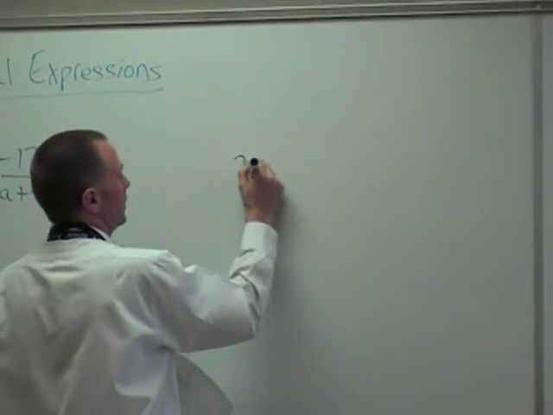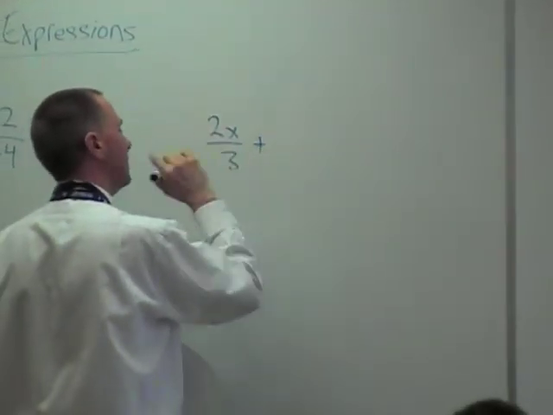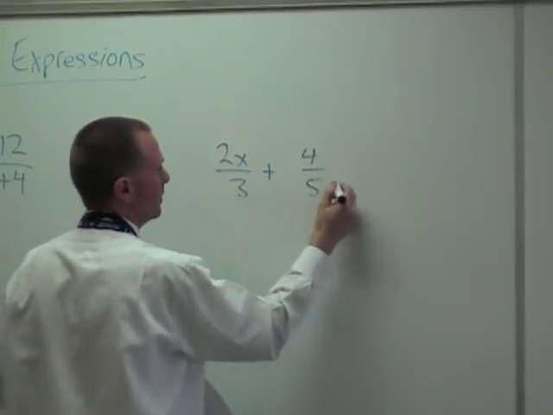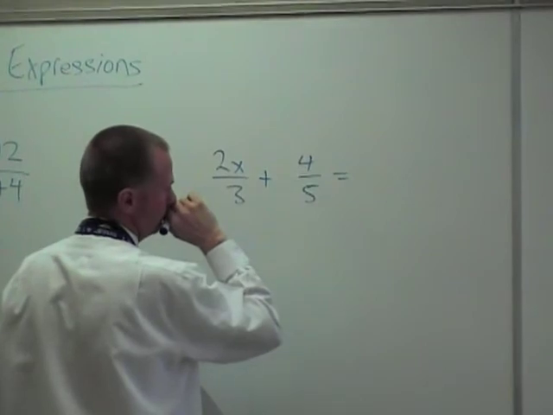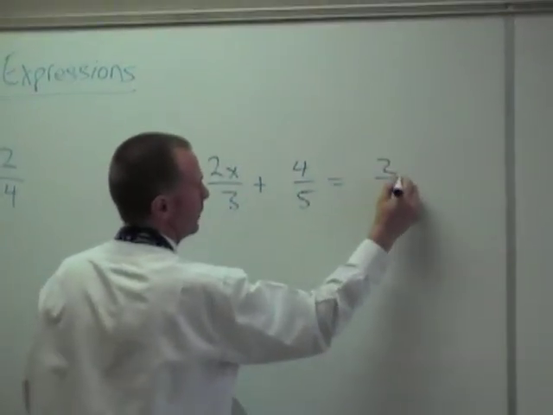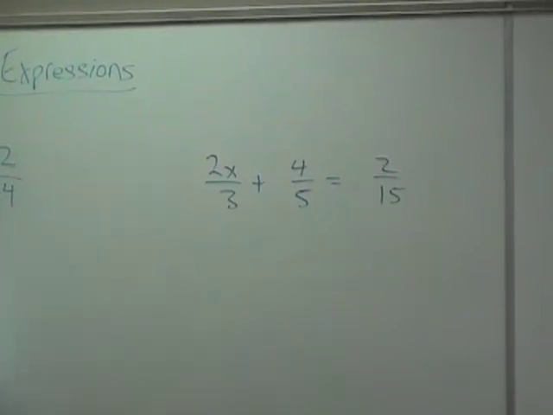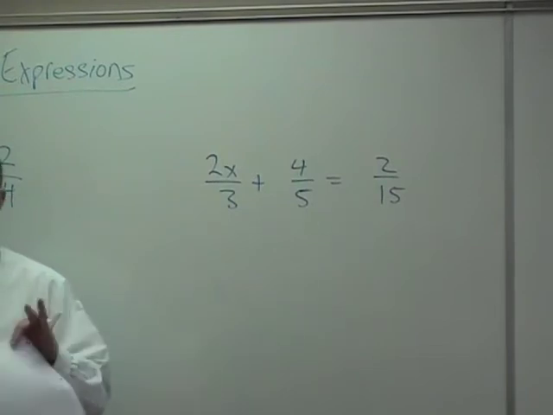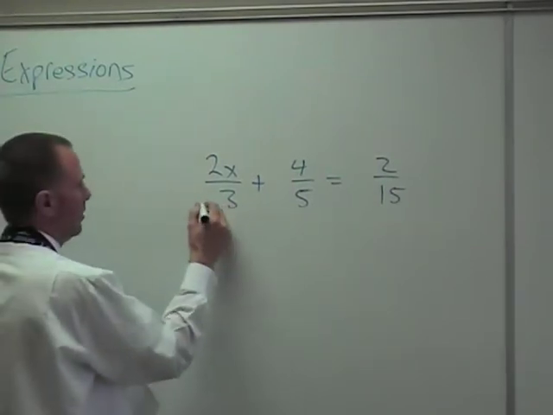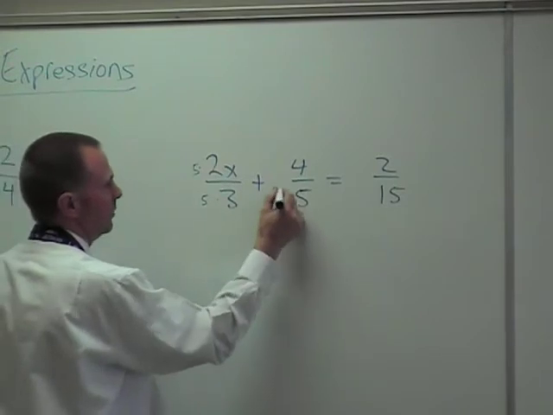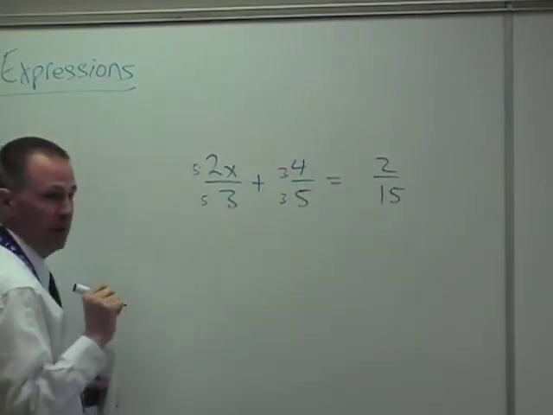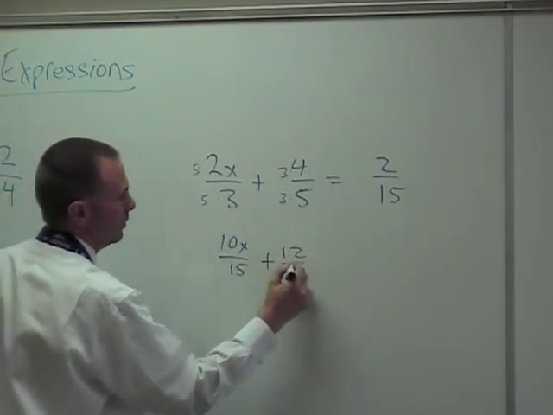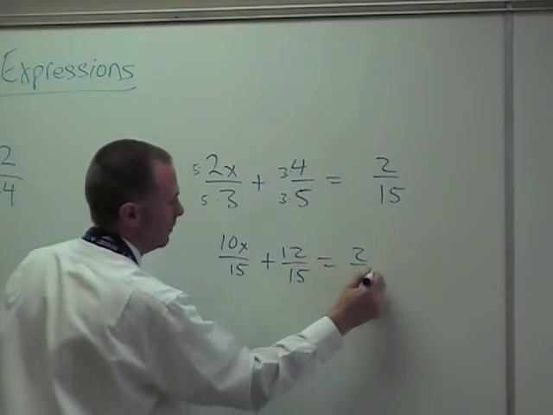Alright. 2x over 3 plus 4/5 equals 2/15. What is the common denominator in the whole equation? 15. Alright. Get a common denominator in all of it. So I multiply this by 5 over 5, this by 3 over 3, and that's done. I don't have to multiply by anything. So now I get 10x over 15 plus 12 over 15 equals 2 over 15.